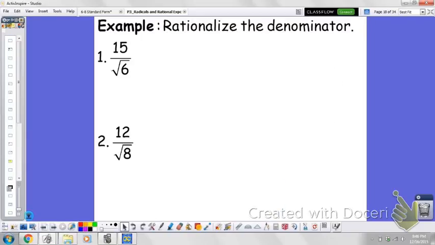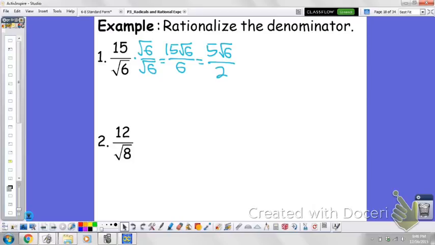So let's get an example. We have 15 over root 6. I don't want that root 6 in the bottom, so we'll multiply it by root 6 over root 6, which will give me 15 root 6 over 6. Now I can reduce 15 over 6, which will be 5 root 6 over 2. Now I just reduce 15 over 6 by dividing the top and the bottom by 3.